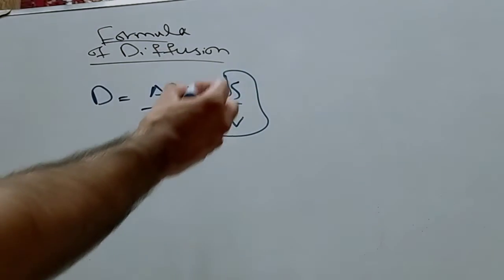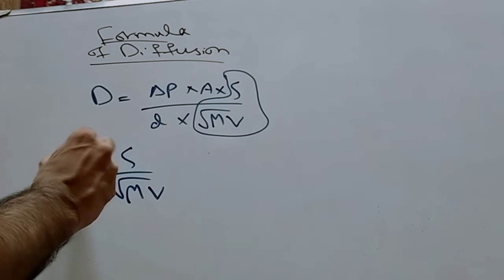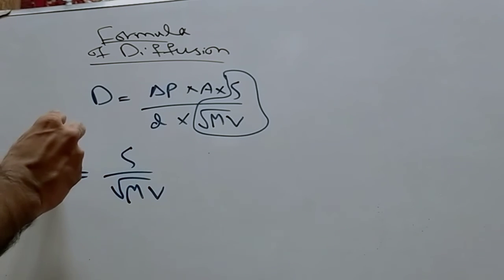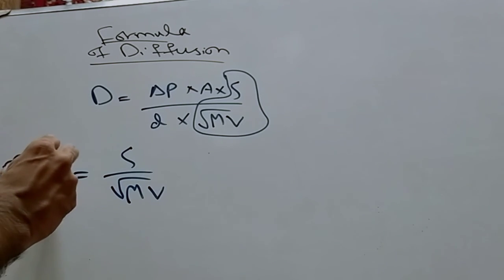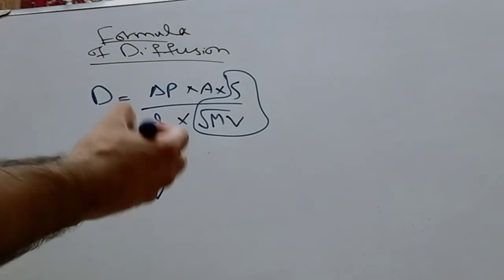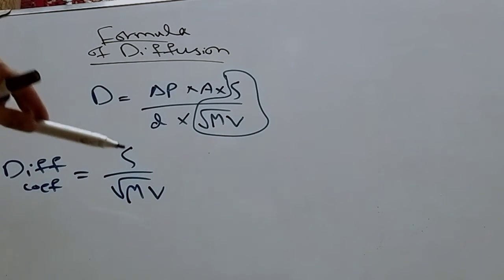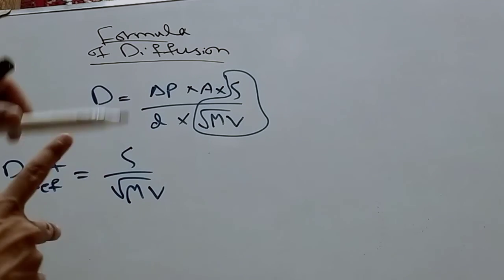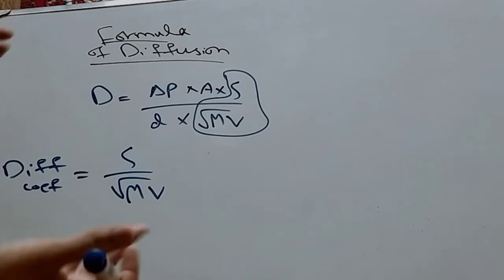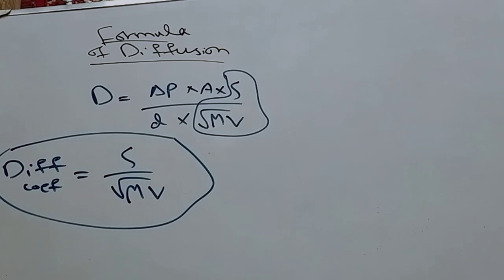After deriving this formula, we will derive another formula by separating these two factors, that is the diffusion coefficient. What is the diffusion coefficient and why have we separated this? Solubility and molecular weight are inherent characteristics of the gases. That's why we have formulated another formula known as the diffusion coefficient, which is equal to solubility over molecular weight. So that was my lecture about diffusion and the factors that affect the diffusion of gases.